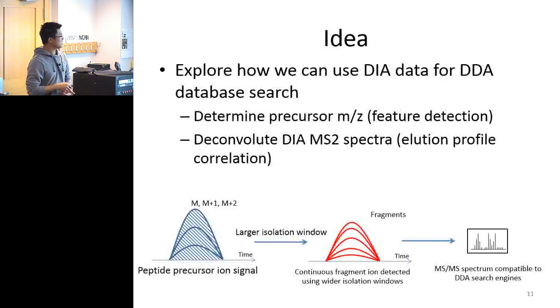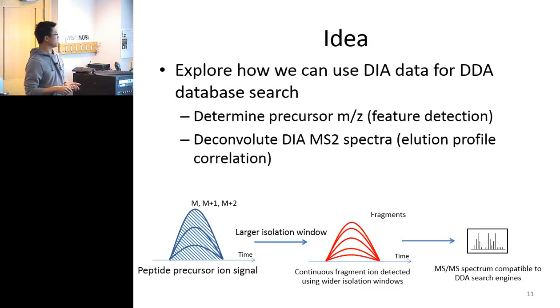So the idea is, because we have this kind of signal in the MS1 spectra, and also all those signals in the MS2 spectra, the only thing we need to do is figure out how we can connect the fragment signal to the precursor. Then we can generate what we call pseudo MS spectra, which can be searched by a database. So this is basically the idea.